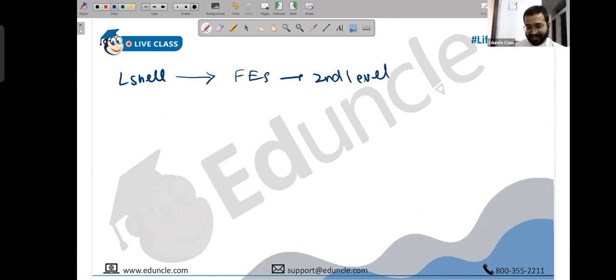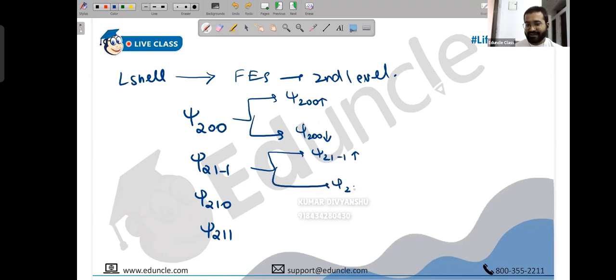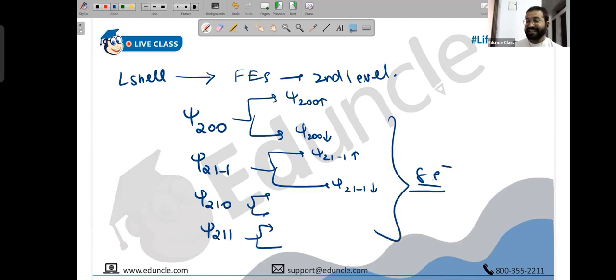For the second level we have psi 200, psi 21 minus 1, psi 210, and psi 211. This is what you have already learned. But now if you include MS also, all of them will have 2 possibilities: psi 200 upspin, which is plus half, psi 200 downspin, which is minus half, and likewise for psi 21 minus 1 and the others. Total, we have 8 electrons which can share the same energy. This is the reason that the L shell can accommodate a maximum of 8 electrons.